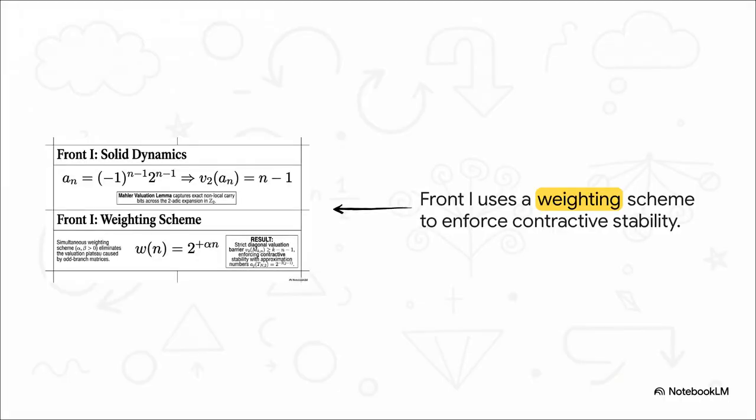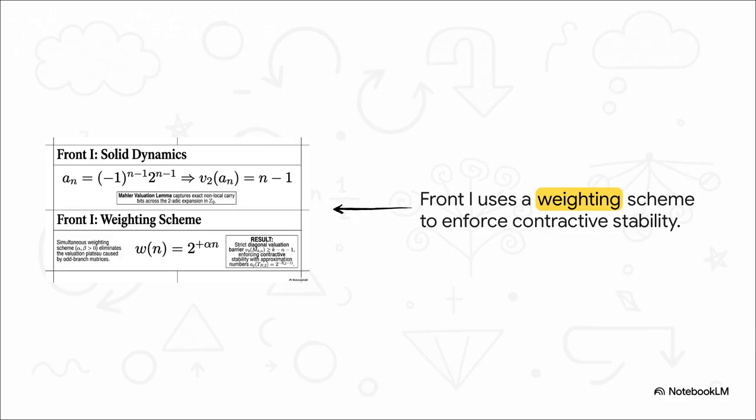Now, what's really interesting about this is how the deductive burden shifts completely to the finite region. Here in Front I, we attack the division by two operations using solid dynamics. By applying the Mahler valuation lemma, we derive these exact Mahler coefficients, a sub n. Notice the equation here, a sub n equals -1 to the power of n minus 1 times 2 to the power of n minus 1. This gives us a highly precise two-adic valuation of n minus 1.